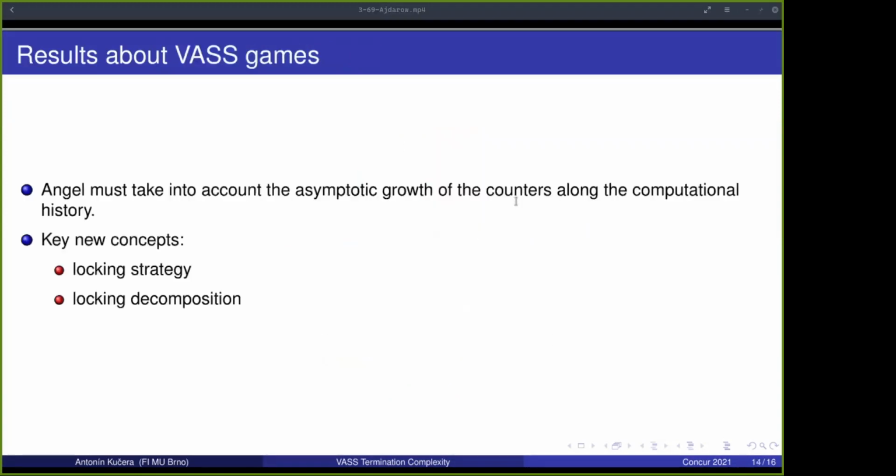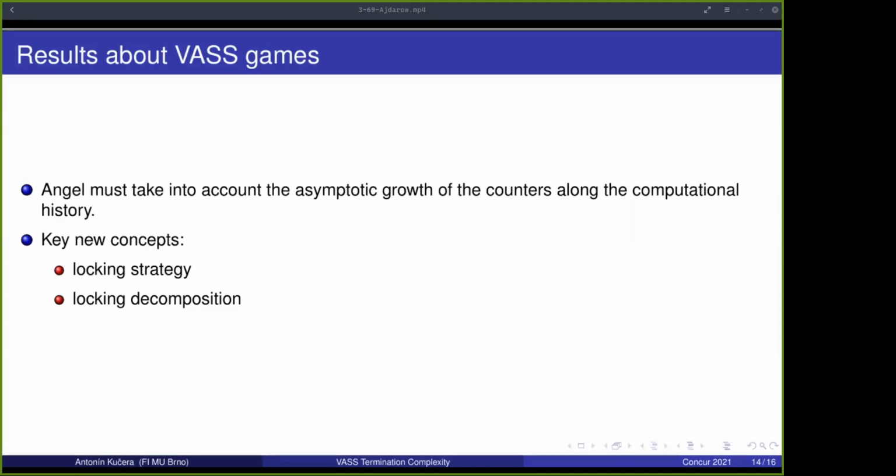Proving theorem 2, the results about VAS games, is a bit more demanding, and here new concepts and new proof techniques are required. As we already noted, the player angel, who aims at shortening the computation, can no longer commit just to countless strategies, but still we can prove that he can commit to a very special type of strategies we call locking strategies. And a strategy is locking if the following property holds.